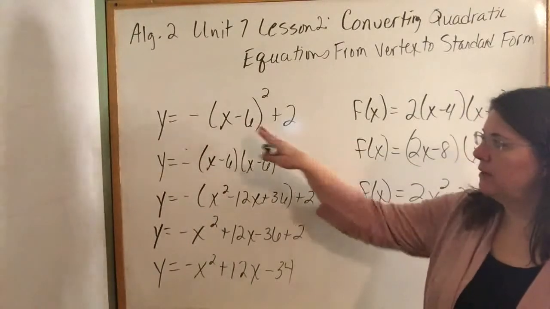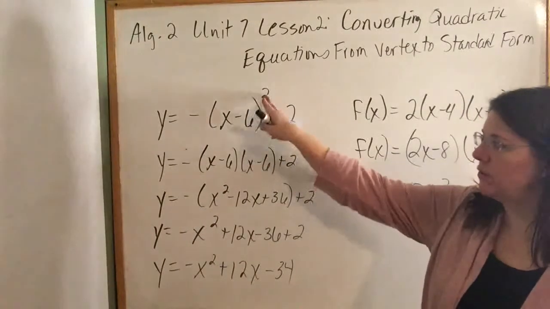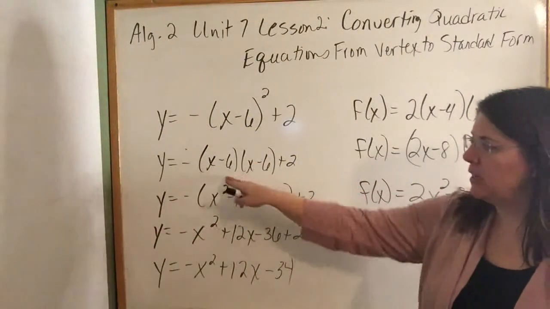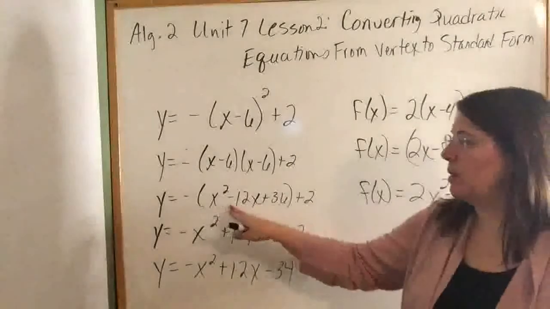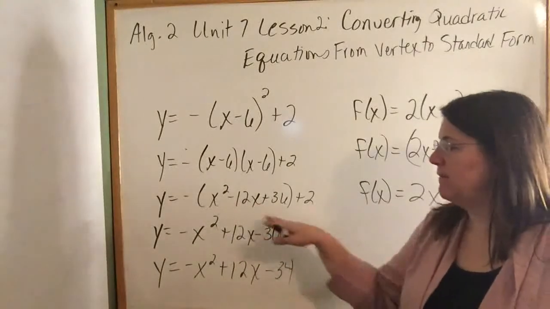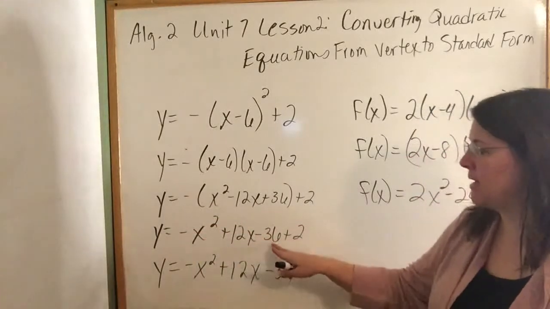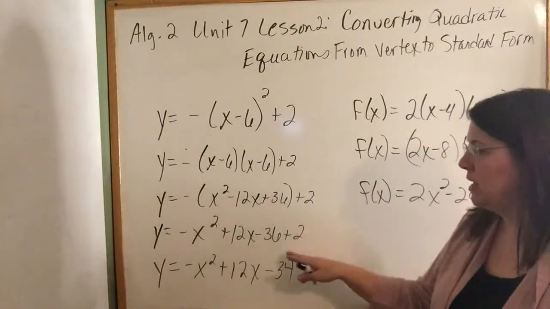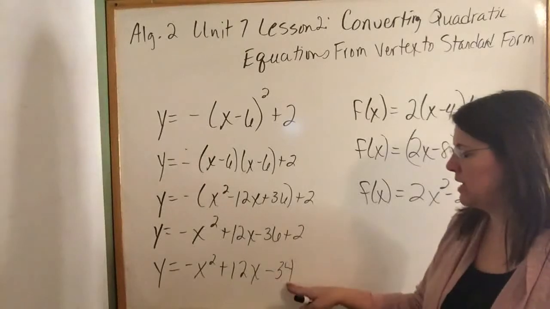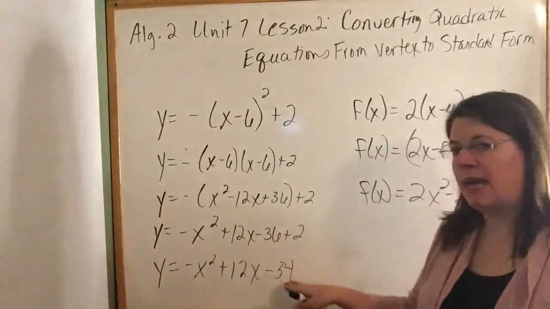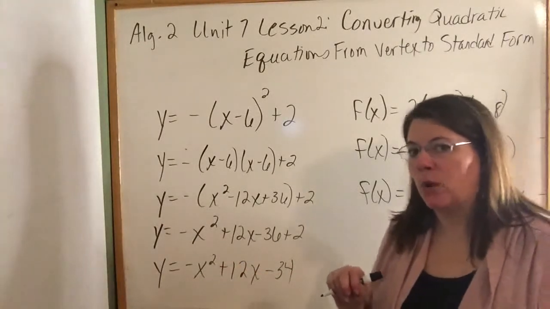In the first one, first I FOILed the x minus 6 squared. So I would write it down twice and FOIL. That gives me x squared minus 12x plus 36. Then I have to distribute that minus sign, which would be -x squared plus 12x minus 36, and then the +2. So -36 plus 2 is -34, leaving me with that standard form quadratic equation.